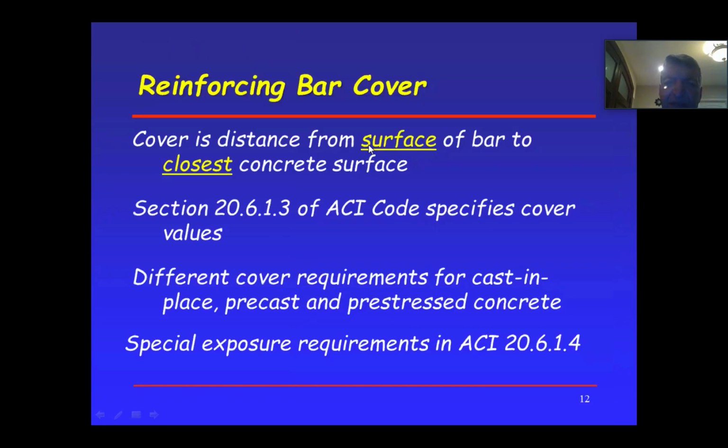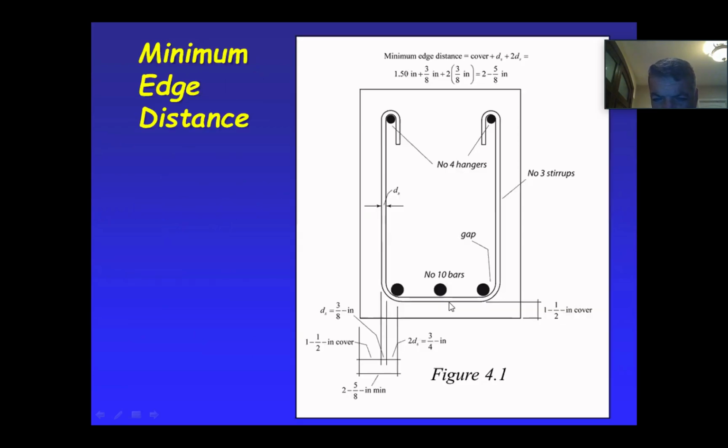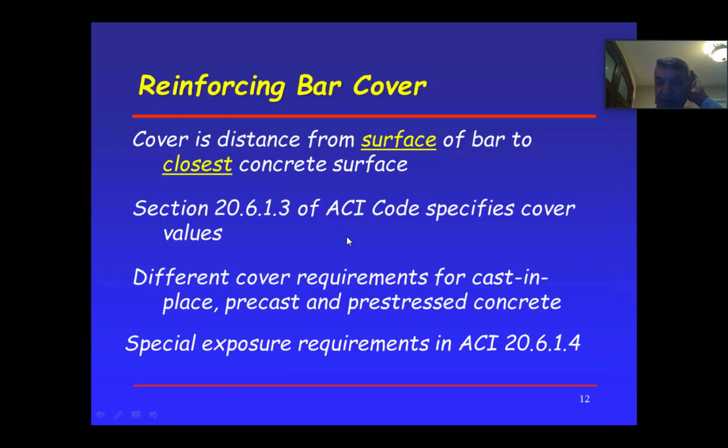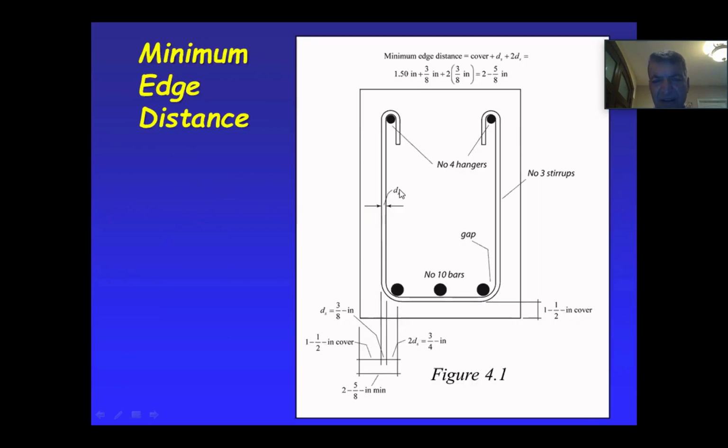This is the cover, okay? Cover is the distance from surface of a bar to closest concrete surface. So if I look at this bar, what is the closest concrete surface? This. So this is a cover. What happens if I look at this? It's from this to there. That's also a concrete cover. From here to there, concrete cover. Okay, so that's what it says. Again, cover is the distance from the surface of a bar to closest concrete surface. That bar doesn't have to be the main bar. It can be the stirrups, because like I said, the idea is to protect it from environment.